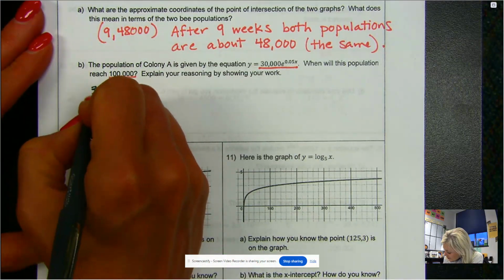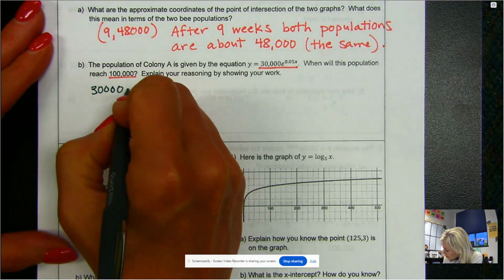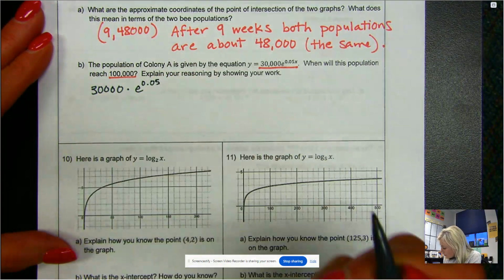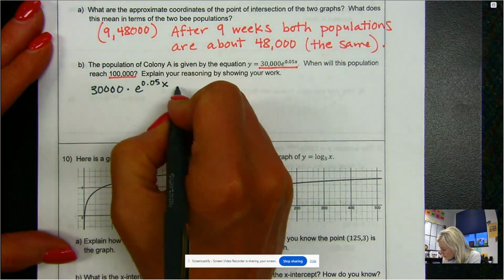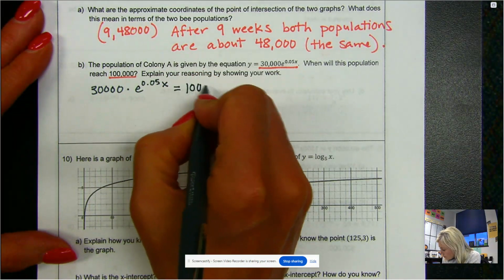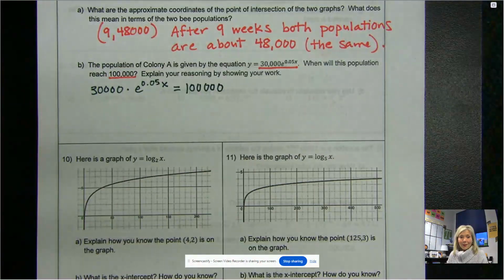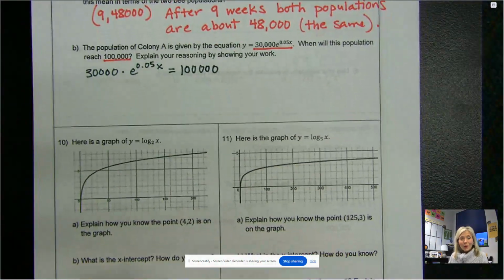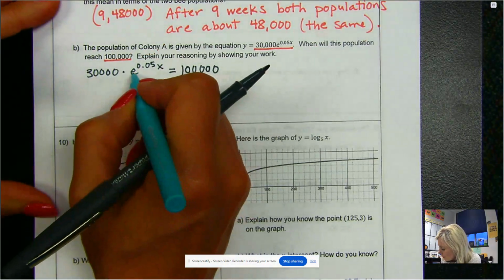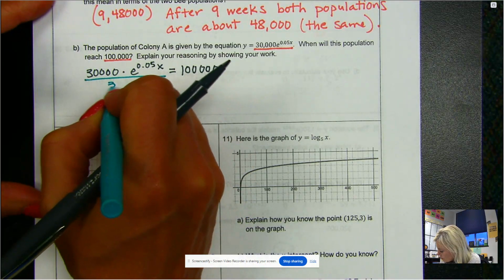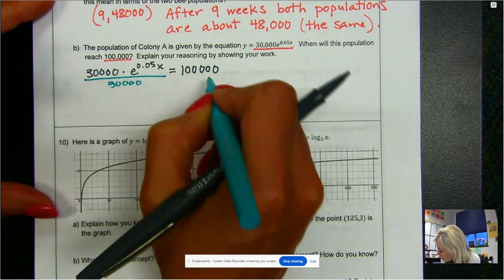Okay, 30,000 times e to the 0.05x equals 100,000. Okay, so again, I think this is the fourth equation now that we're solving. Same steps. Here's our base and exponent. We're going to divide by this 30,000.